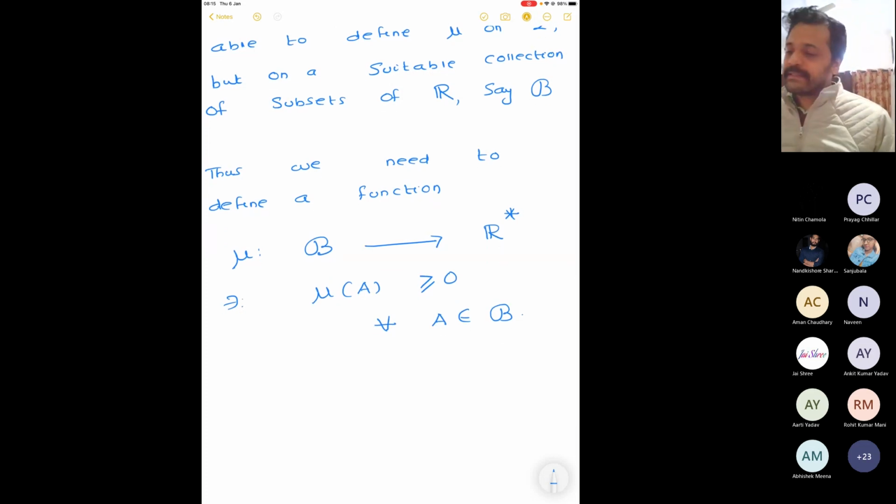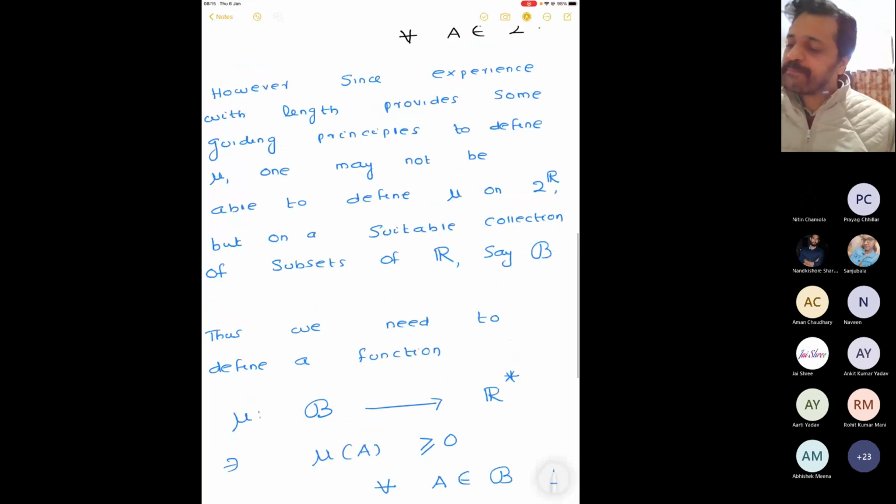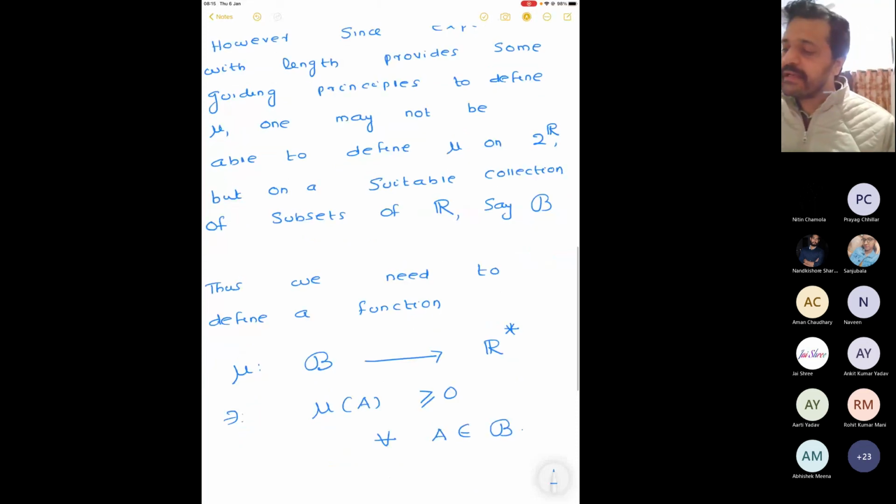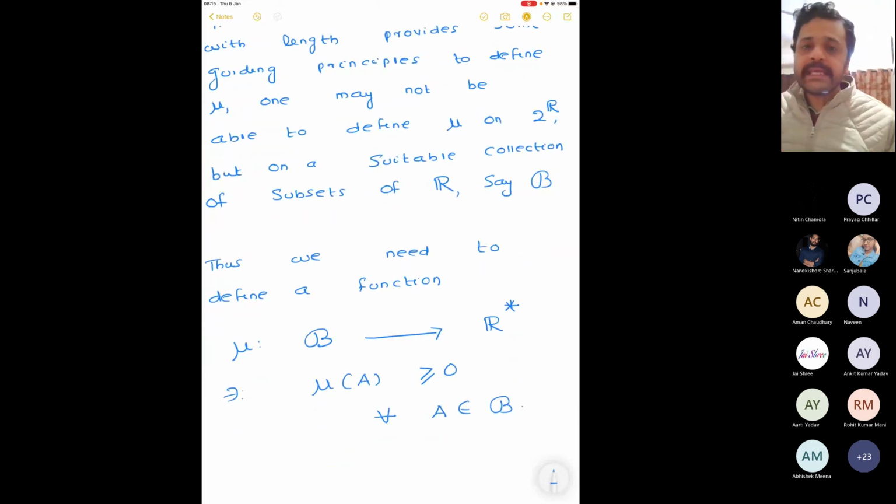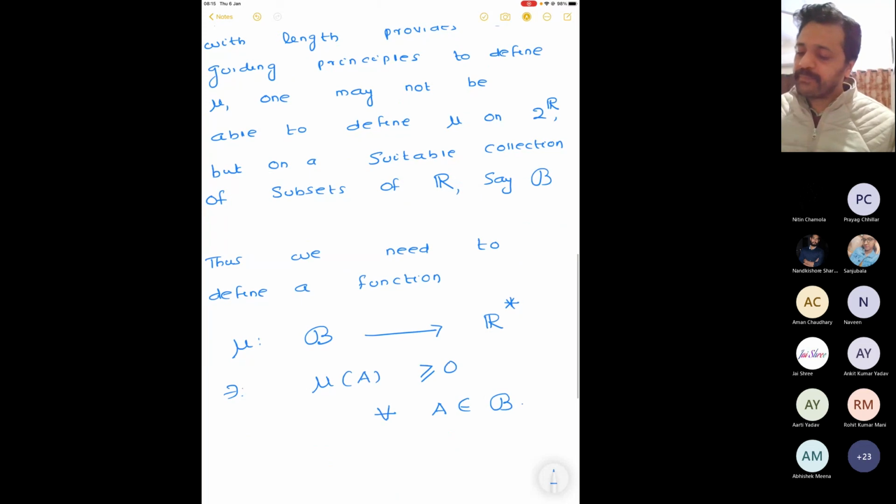Now there are questions. I told you that our experience with length, or in general length, area, volume, etc., will provide some hint about what conditions I have to impose on mu. We want to discuss more about what conditions we will impose on mu. And secondly, I have said a suitable collection of subsets. What is that suitability?